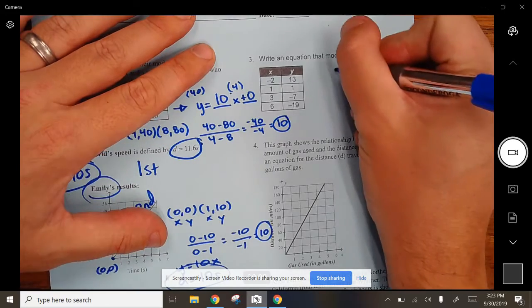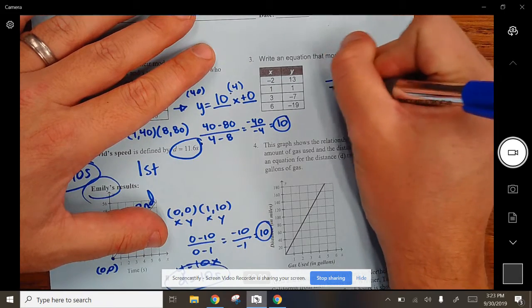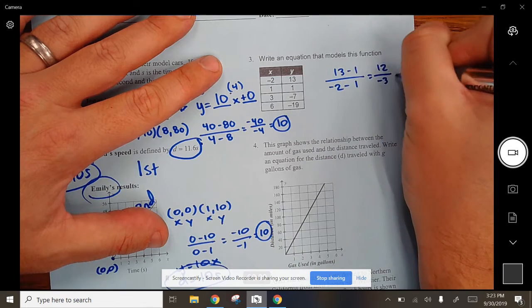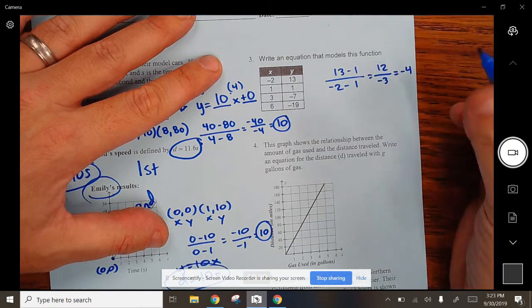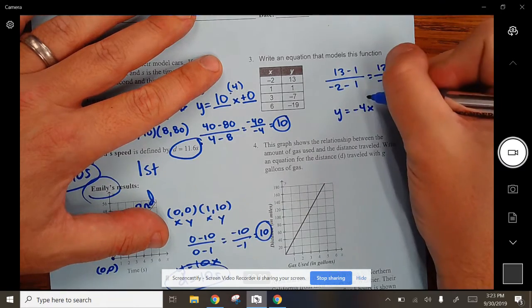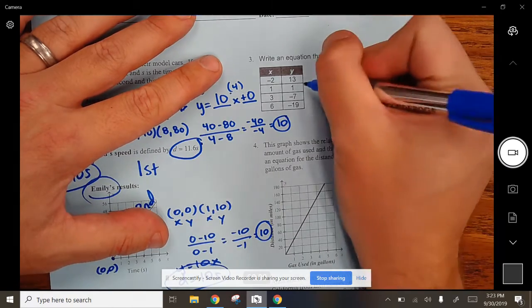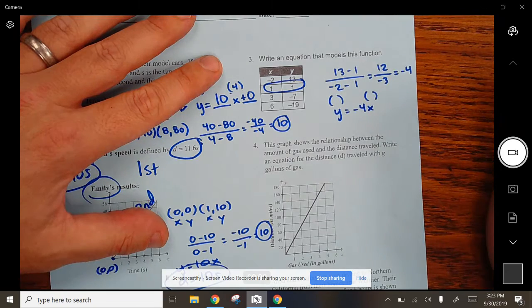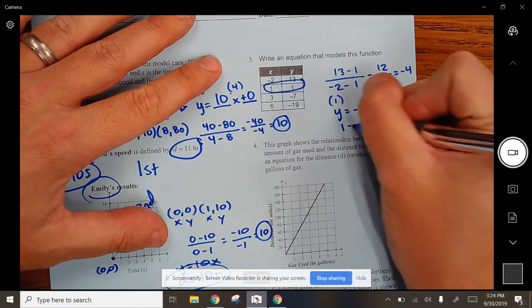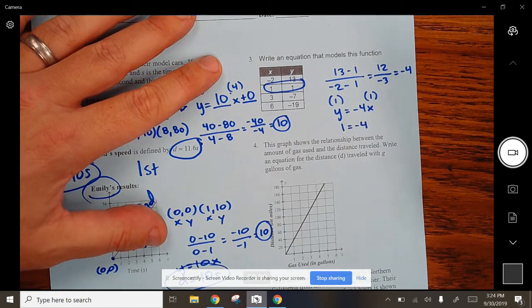If you were getting through it, it should be 13 minus 1, negative 2 minus 1. You're going to get 12 over negative 3, which equals negative 4. So our slope is going to be negative. Again, there shouldn't be an issue here. If we plug in a coordinate, I would plug in 1, 1. I wouldn't plug in anything that had a negative in there, unless I had to. But if I plug in 1, 1, does 1 equal negative 4?